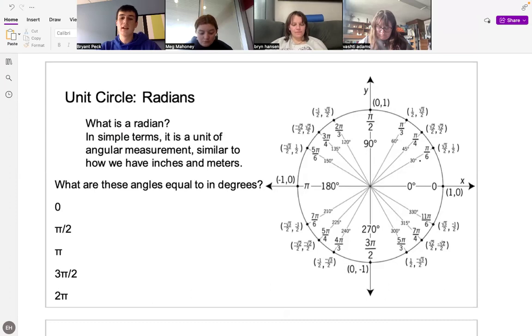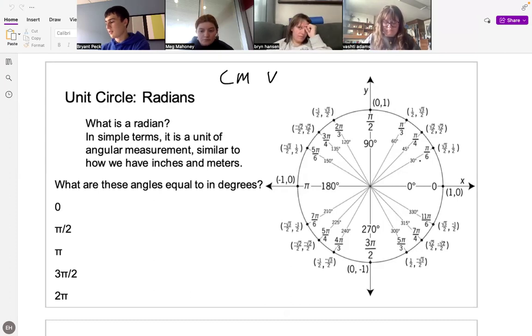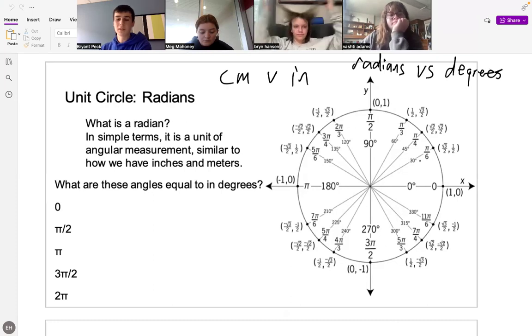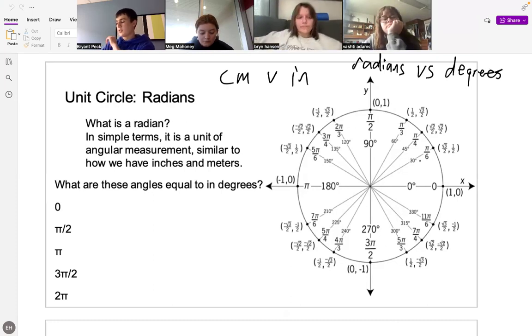If we think about degrees and radians, they're just two different ways to measure an angle. It's similar to centimeters versus inches, and then we have radians versus degrees. So don't be confused as to what a radian is. It's just a way to measure an angle within a circle.